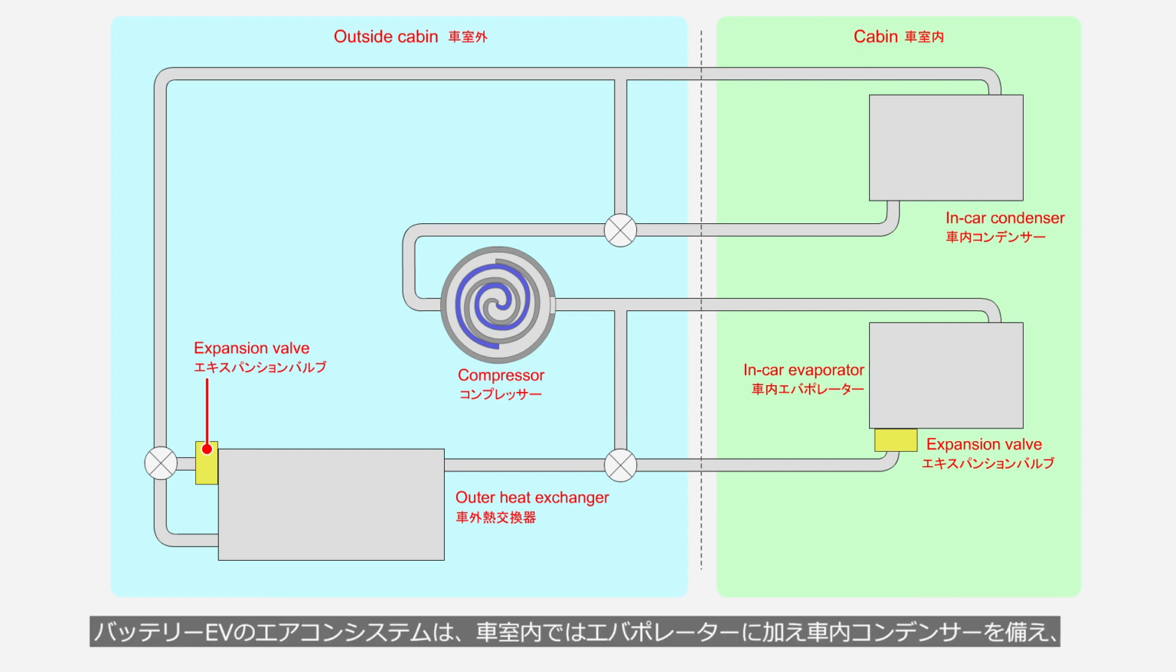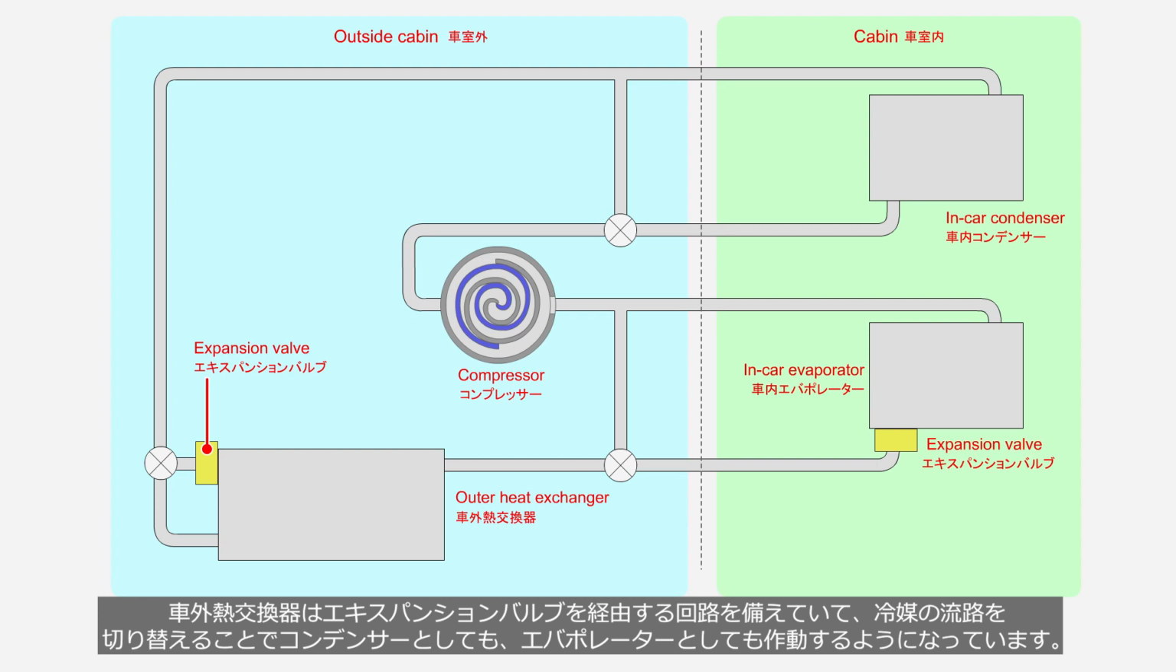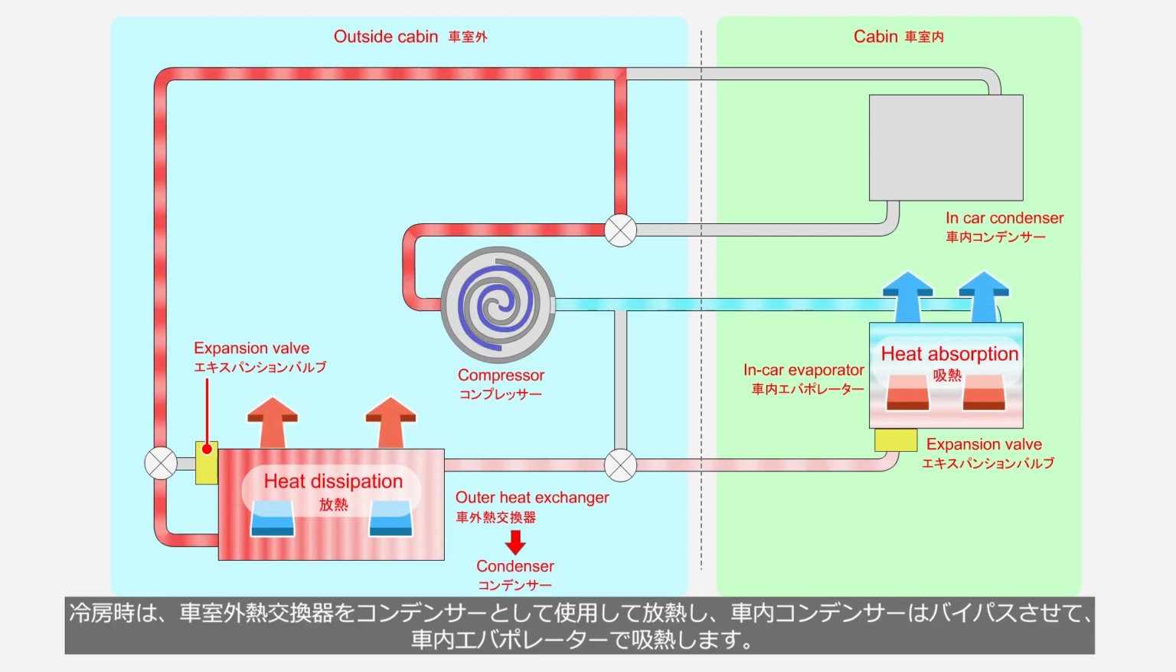The air conditioning system of a battery EV is equipped with an in-car evaporator and an in-car condenser within the vehicle cabin. A circuit with an expansion valve is added to the outer heat exchanger, allowing it to function as both a condenser and an evaporator by switching the refrigerant flow path. When using the cooling function, the outer heat exchanger works as a condenser for heat dissipation. The in-car condenser is bypassed, and heat absorption is carried out by the in-car evaporator.